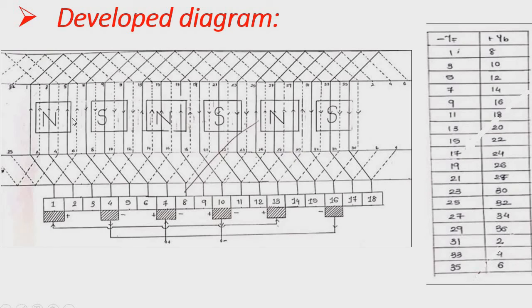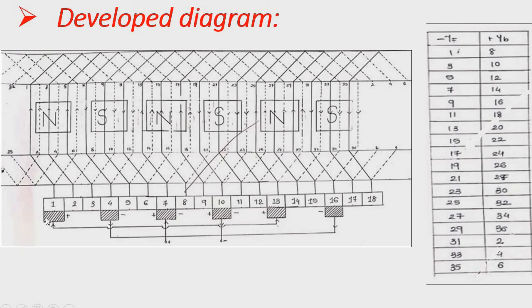So again, the number of poles is equal to 6. So in lap winding, the number of brushes is also the same as the number of poles. The total number of commutators is 18. So we have to place brushes. Sorry, the number of brushes equals 6. So we have to provide them at the same distance.